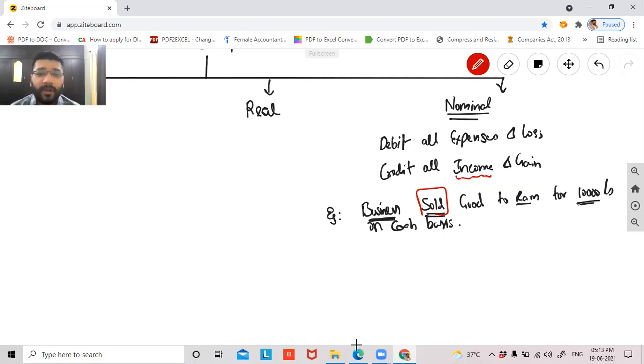Navya, are you able to understand what I'm trying to talk? Yes, sir. So one account that is affected is sale. Then you may say, sir, goods. We have to record, take care of goods, right? Goods are going out of the business. So as long as purchase and sale is recorded, guys, you don't have to worry about goods. Goods will automatically be taken care of. So you will not take goods into consideration. You will not take business into consideration.